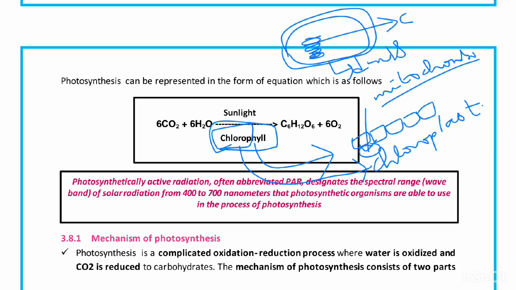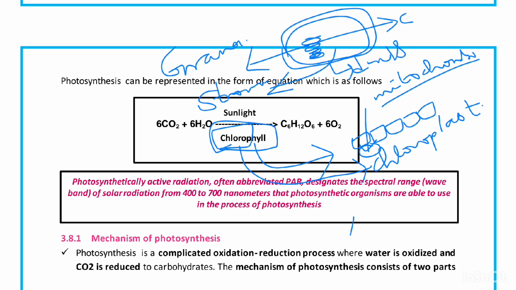Clear? You should know the placement. You should know where the chlorophyll is present in the plant cell. It's present in the thylakoid of the chloroplast. Now, a stack of thylakoids is known as grana. Okay, grana. And the place between the thylakoids is known as stroma.